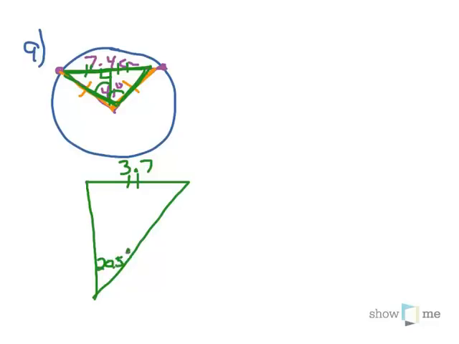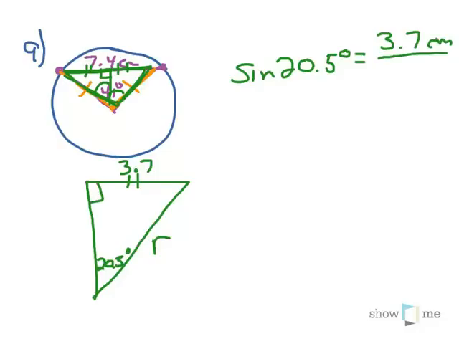So here we have a right triangle. We have an acute angle. We have the opposite side. We want to figure out what the radius is, the hypotenuse. So it's just a simple right angle trig problem. Sine of 20.5 degrees equals the opposite leg, 3.7 centimeters, divided by the hypotenuse, which is r.